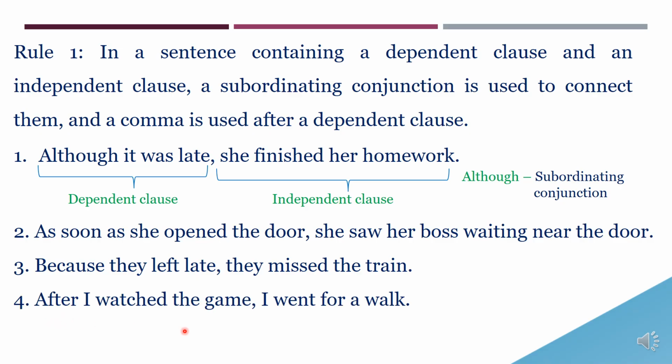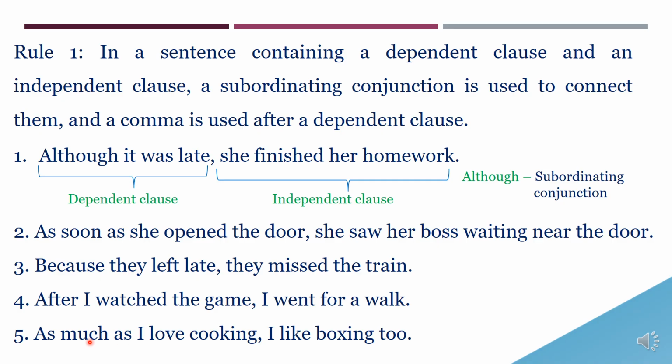Next, after I watched the game, I went for a walk. See, again, after is a subordinating conjunction. After I watched the game is a dependent clause. I went for a walk is an independent clause. Therefore, place a comma after I watched the game.